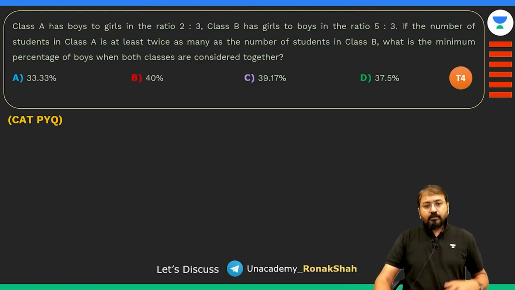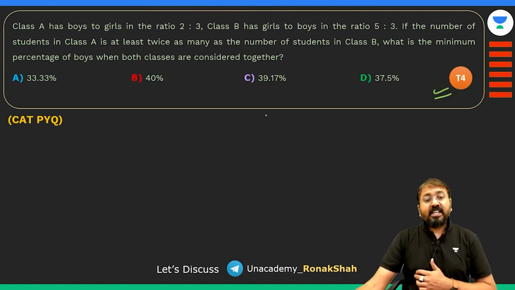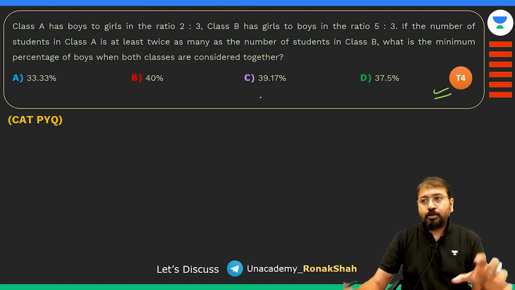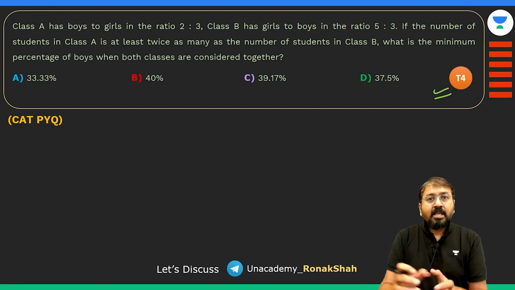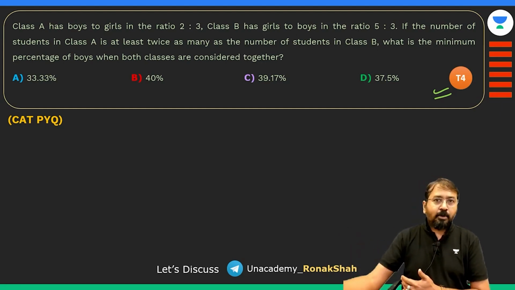Okay. So let's look at one more question, and this is of T4 variety. What is the T4 variety? It's a compound mixture problem. You have 2 mixtures, you are mixing them and you are creating another mixture. So that is called mixture of mixture, or you can say compound mixture.